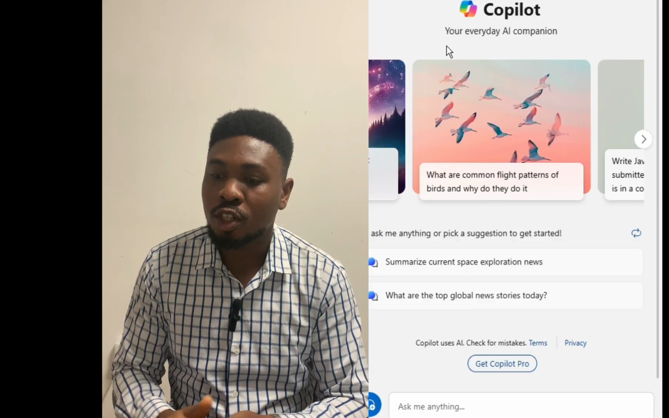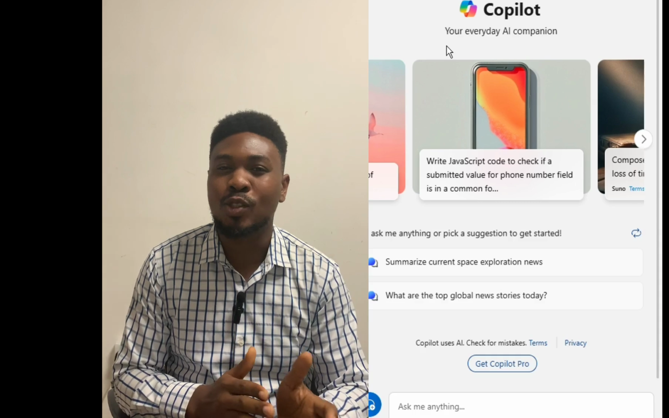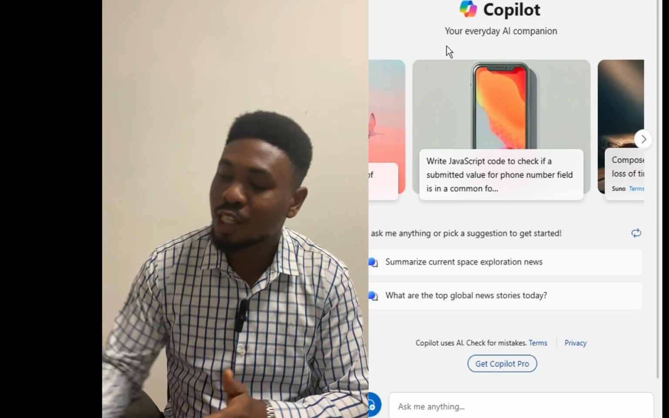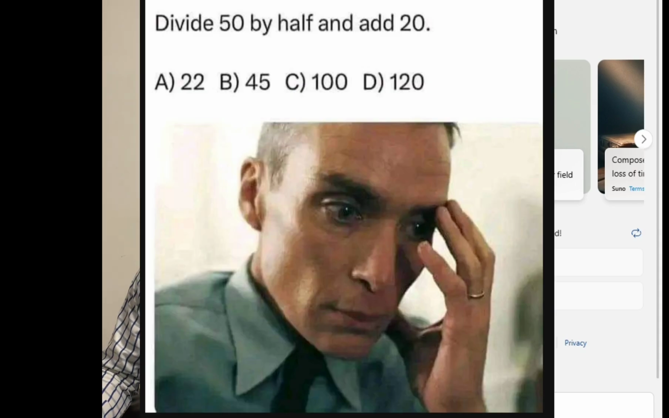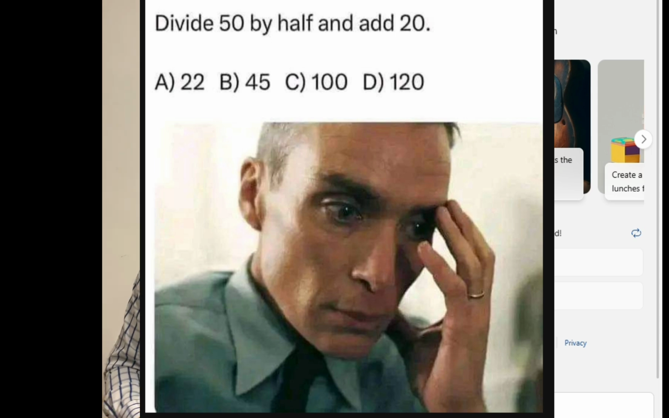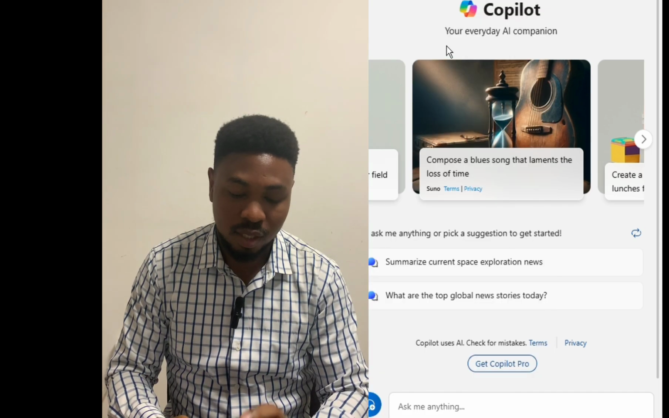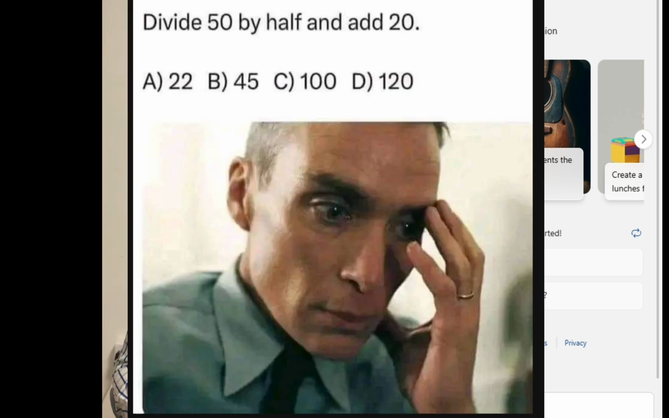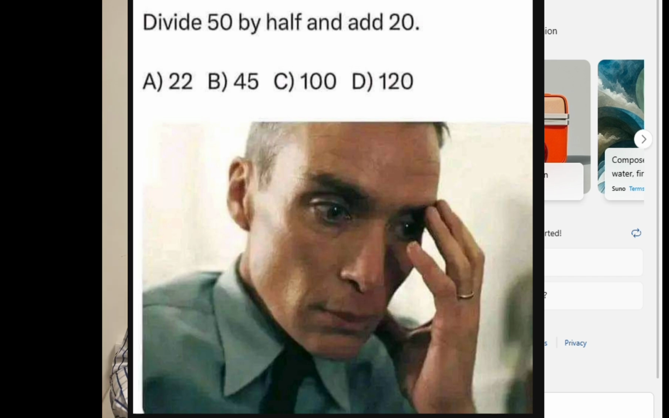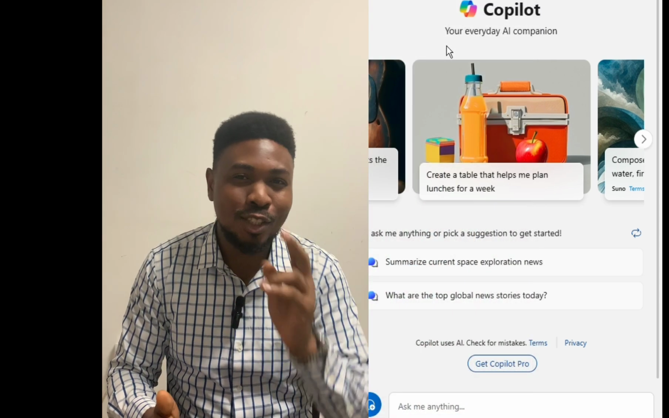So first of all, we'll be talking about how to use the AI to solve mathematical problems. So I made this post on my status, was it 2 days ago? And then I got some responses here. So on my status, I said divide 50 by half and add 20. So we had options of 22, 45, 100, 120. Now, what do you think is the answer?